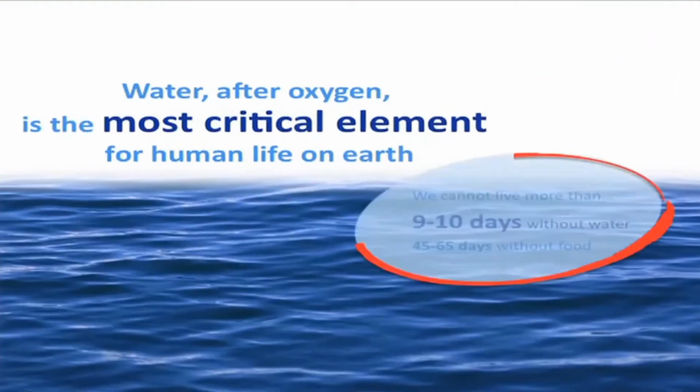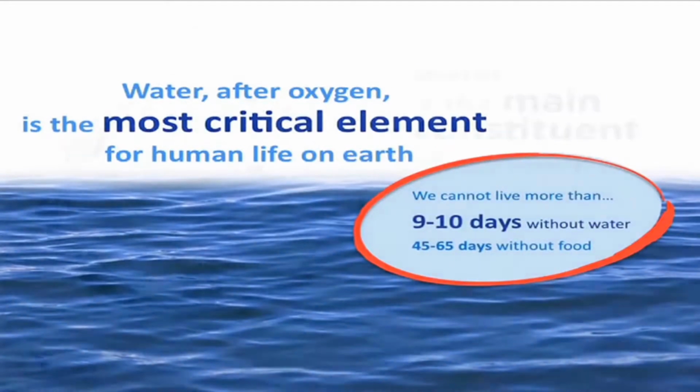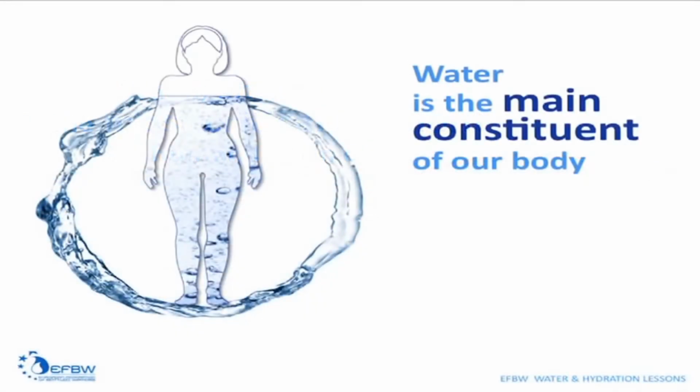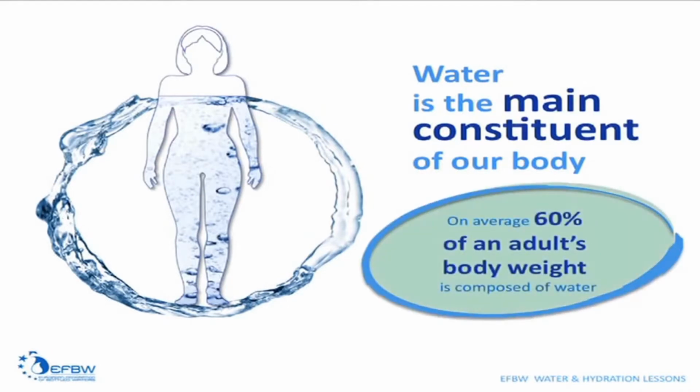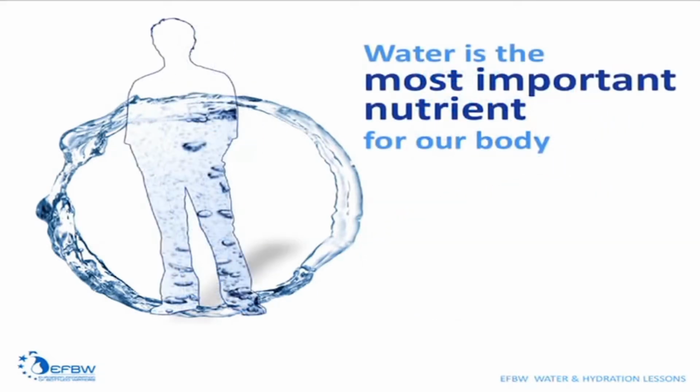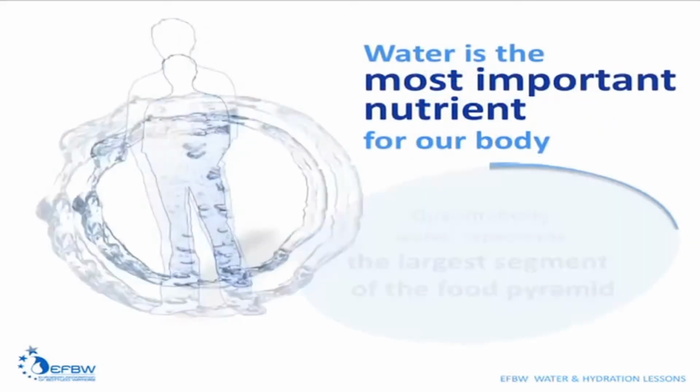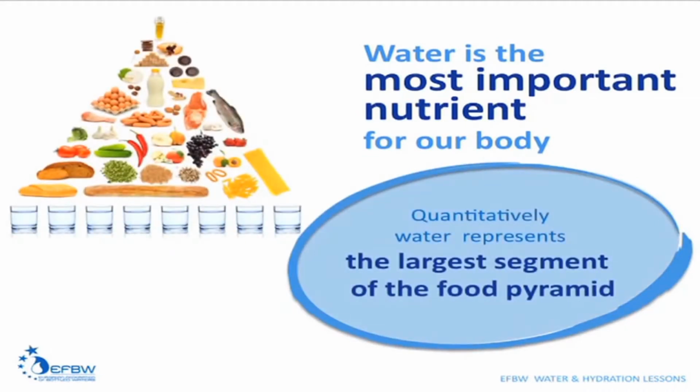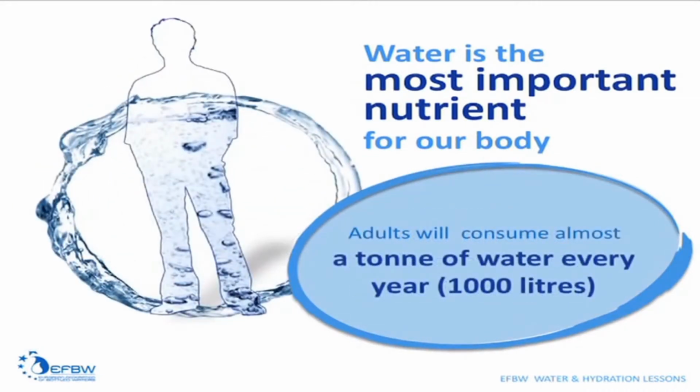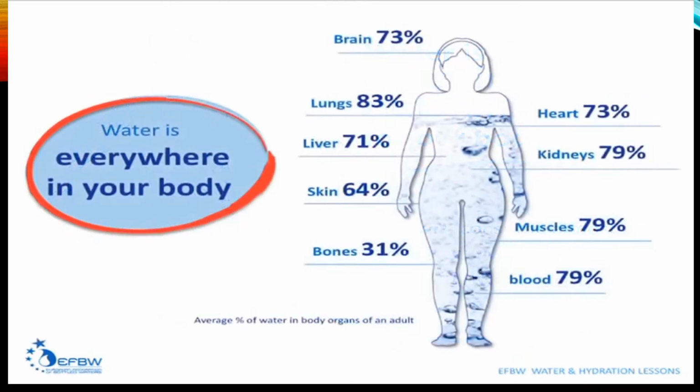Dear students, as you all know, water is an essential nutrient and plays a key role in the human body. We can survive up to several weeks without food, but only a few days without water. Water is the main constituent of our body. We have already studied that the human body is comprised of 60% water. Every system in the body, from cells and tissues to vital organs, requires water to function.